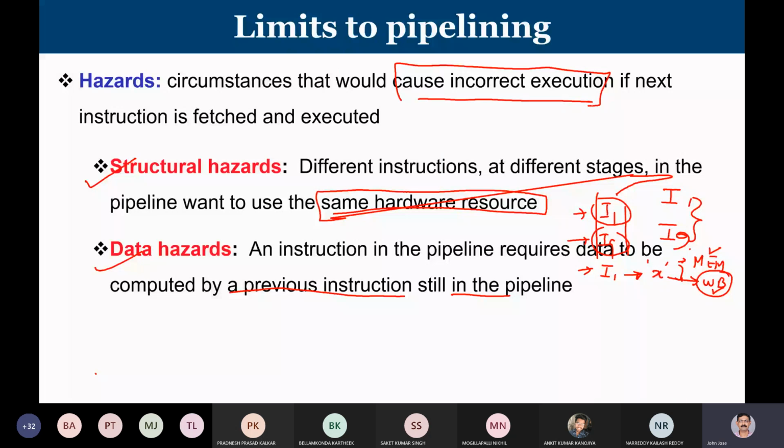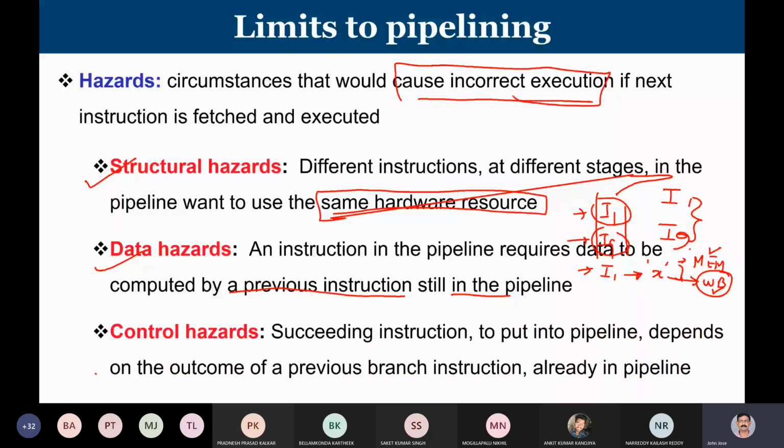Now the third type of hazard is known as a control hazard. A succeeding instruction put into the pipeline depends on the outcome of a previous branch instruction already in the pipeline. So let us say you have I1 and I2, and I1 is a branch instruction. If the branch is taken, then it will go to I7, for example, the 7th instruction. But if the branch is not taken, then it will come to I2.